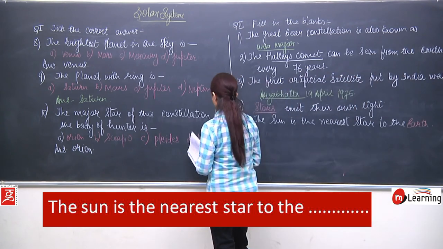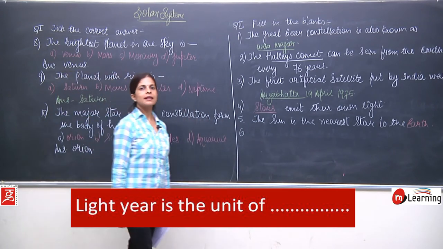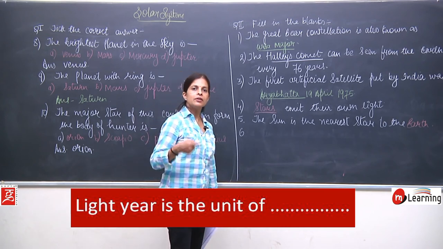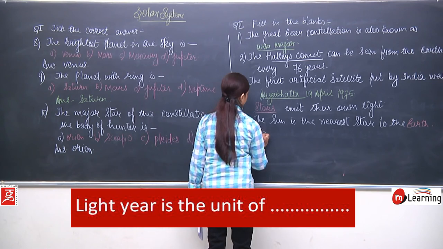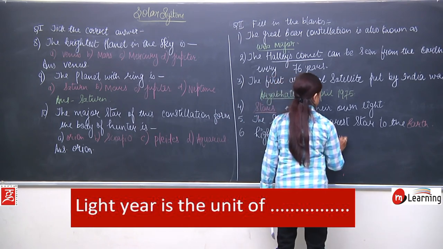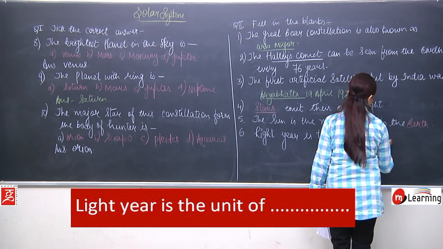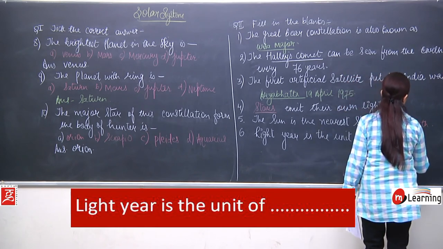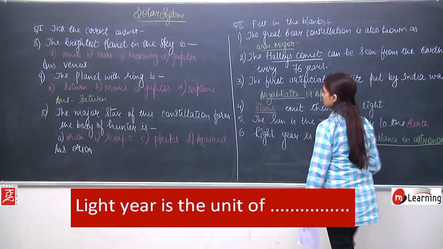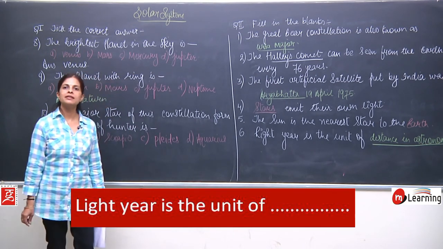Now let's talk about the sixth one. Light year is the unit of dash. What is a light year? A light year is the distance traveled by light in 1 year. And it is the unit of distance in astronomy. As the distances are very long and cannot be measured in smaller units like kilometers, a different unit has to be taken, and which is the light year.